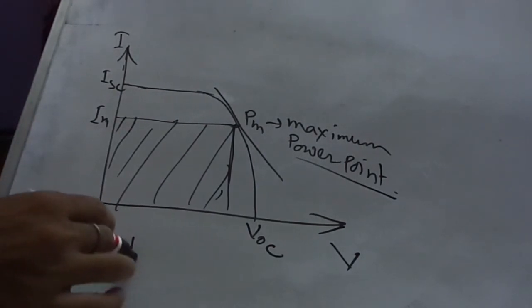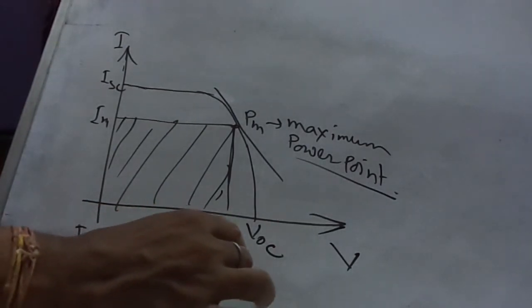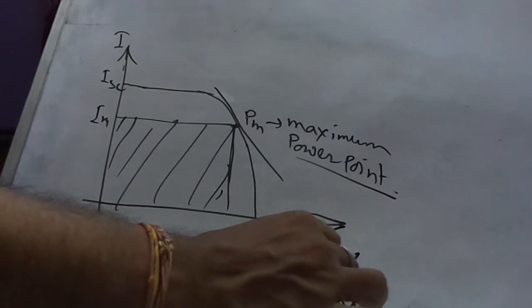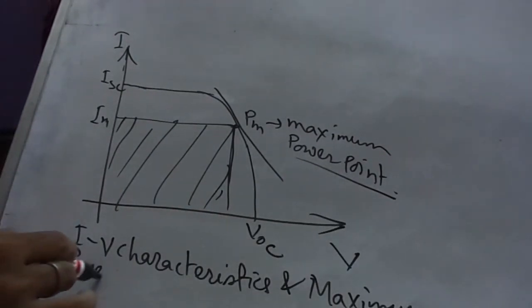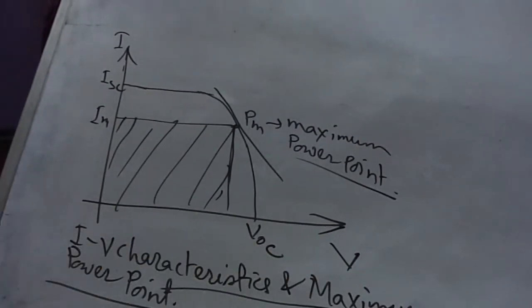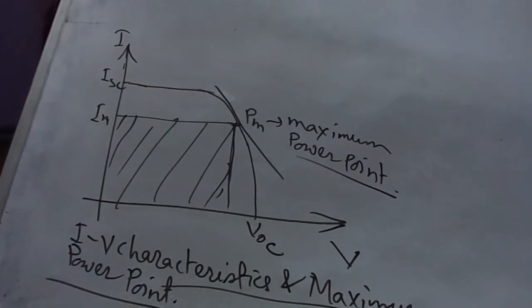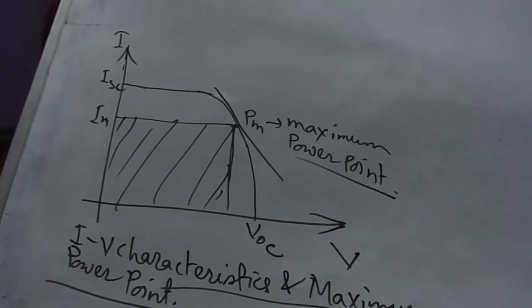IV characteristics and maximum power point. Okay, so that is the schematic symbol: first one the photovoltaic cell, another one the IV characteristics, and another one the PV characteristics.